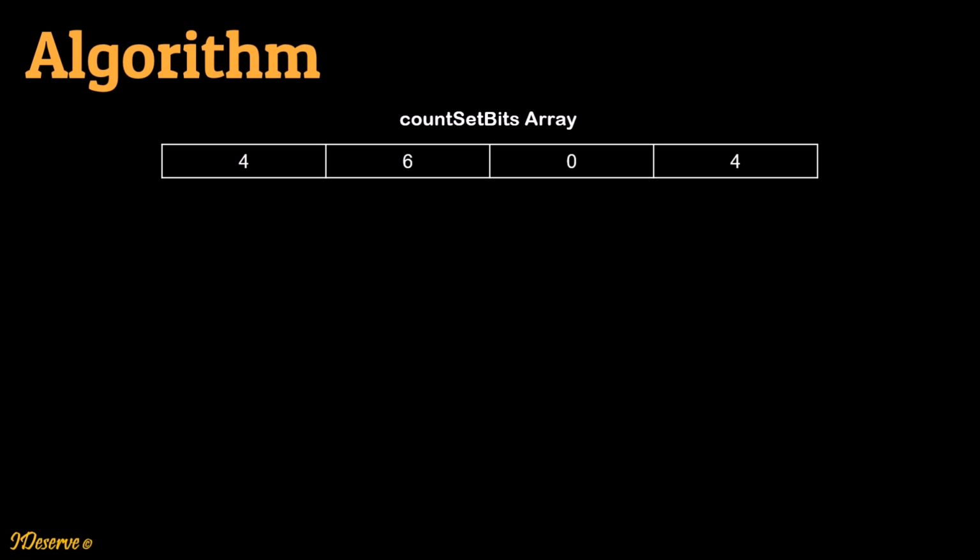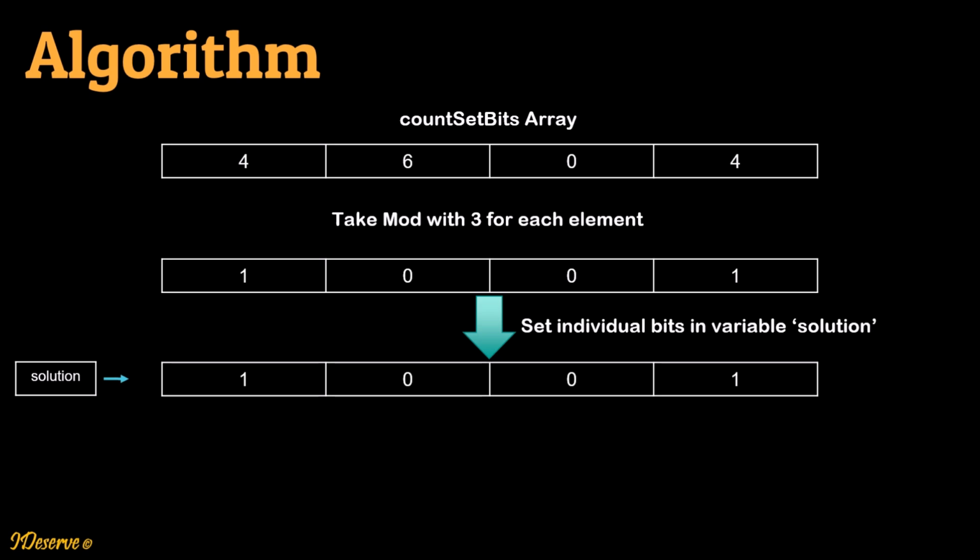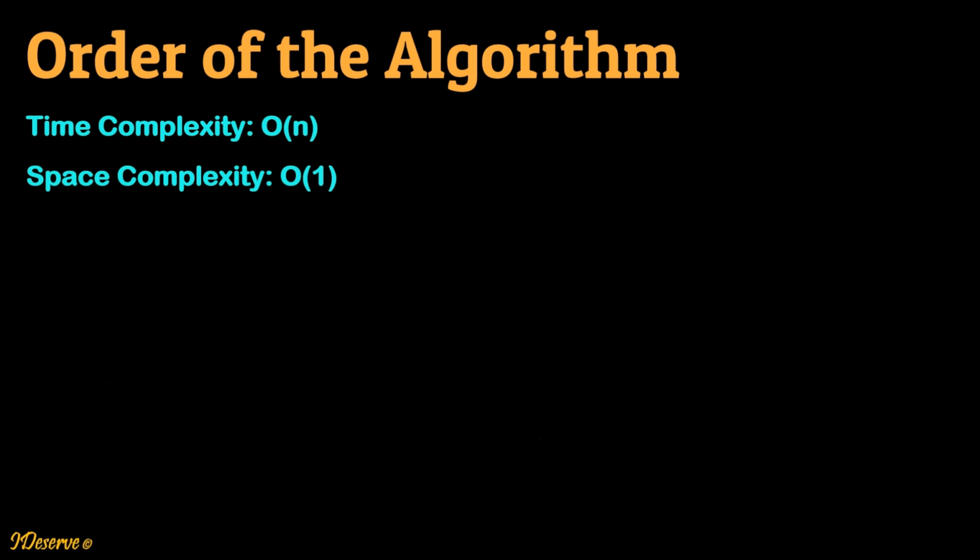Let's visualize the previous step of the algorithm. The current state of the countSetBits array is as shown here. After modulus 3 operation with each element and simultaneously setting individual bits in a variable solution, the bits representation of variable solution is 1 0 0 1, which is 9. We have found our solution. Time complexity of the algorithm is order of n and space complexity order of 1.